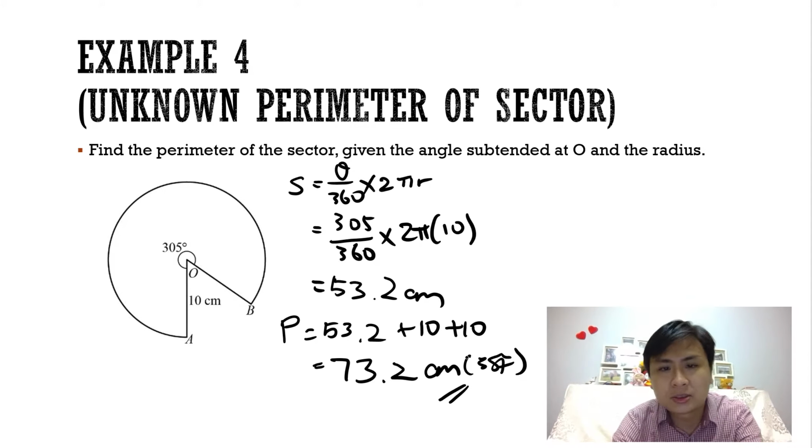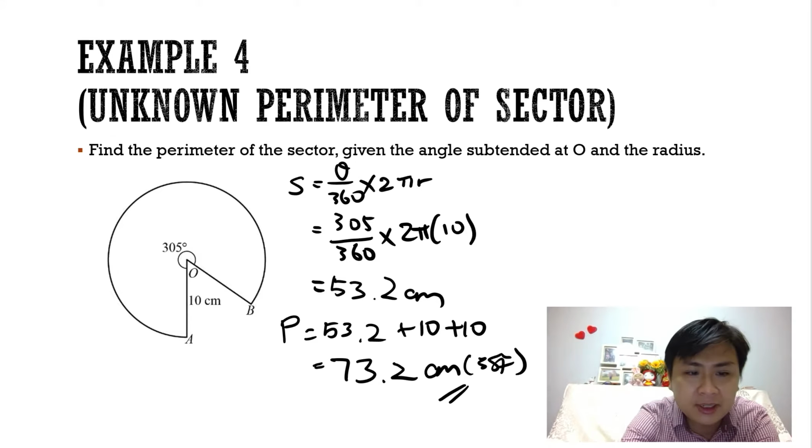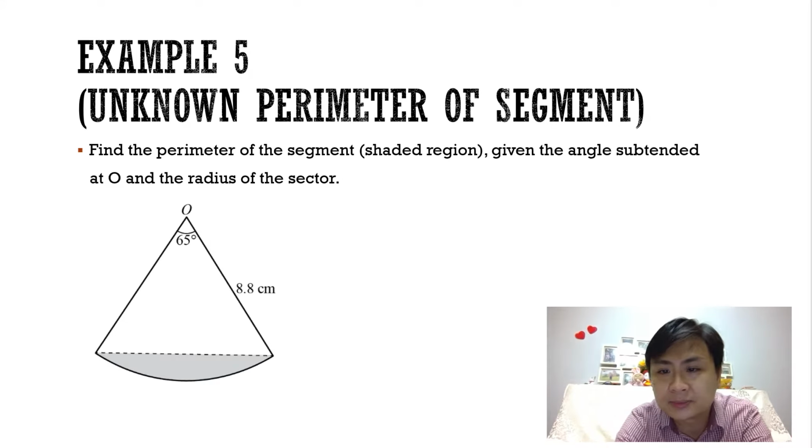So to find the perimeter of a sector, first of all we need to calculate the arc length using the arc length formula. Once we are done with the arc length, we just add in the 2 radii to be able to calculate the full perimeter of this sector. Okay, let's look at another example.